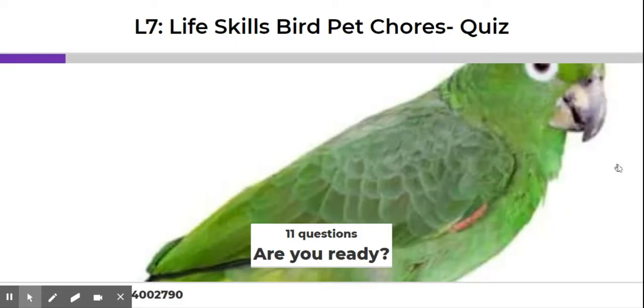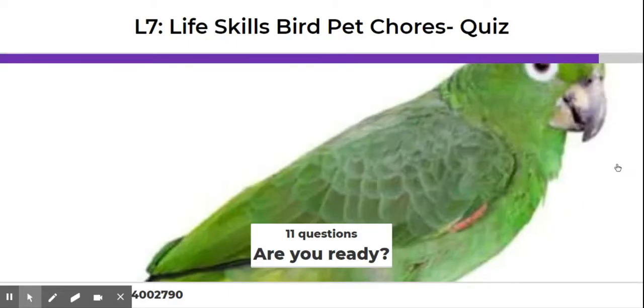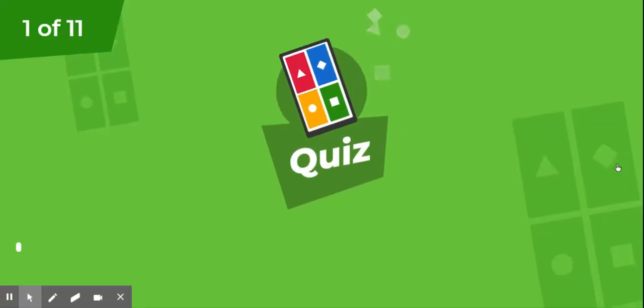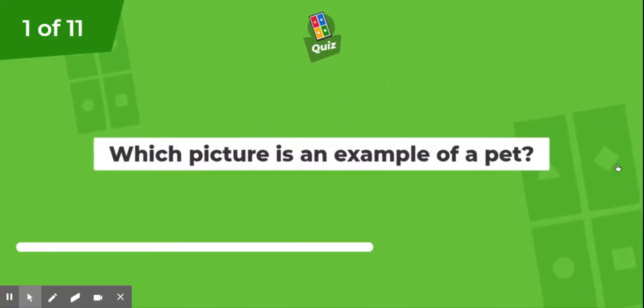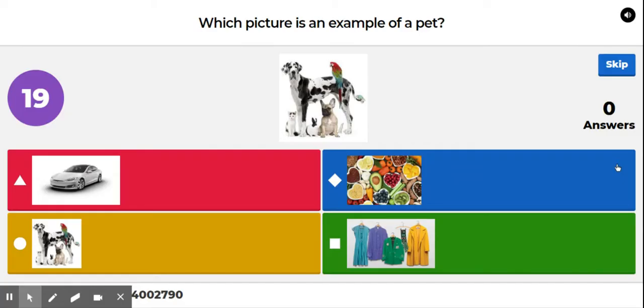All right, welcome to Life Skills Bird Pet Chores Quiz. Today we'll be quizzing you about pet birds and the chores that need to be done by having a pet bird. Question one, which picture is an example of a pet?